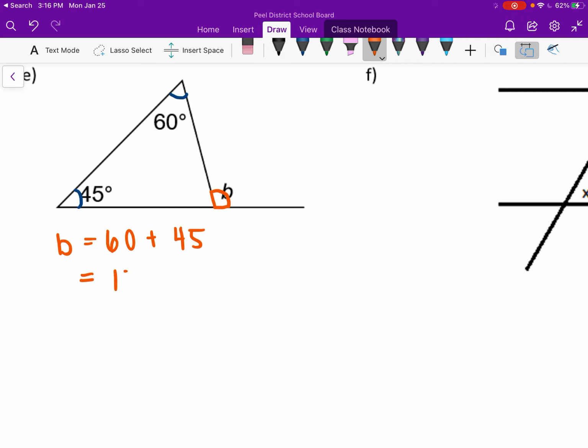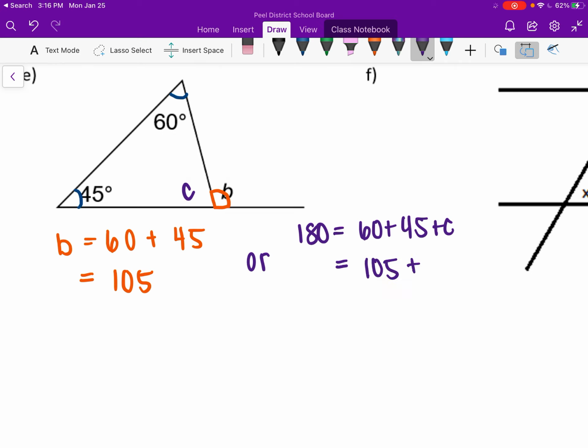Another way you could have done this, or if you wanted to, you could have done 180, so you could have found C over here. 180 equals 60 plus 45 plus C, which would have given you 105 plus C.